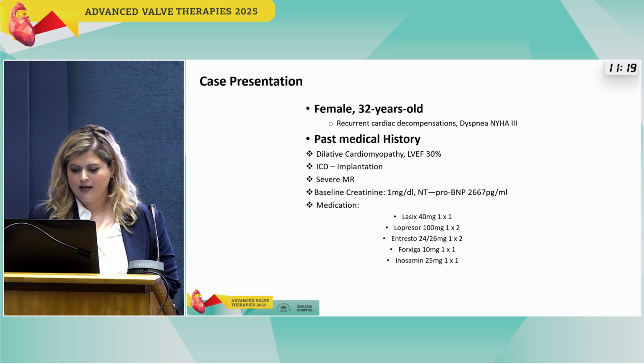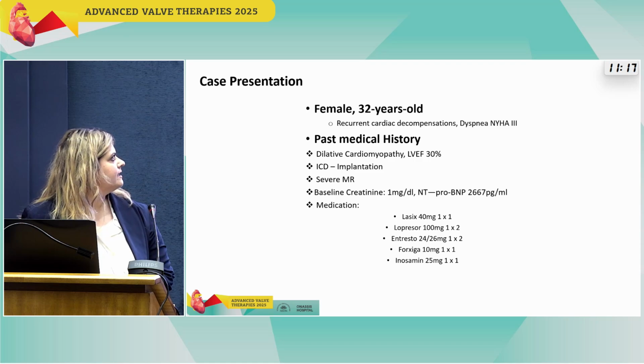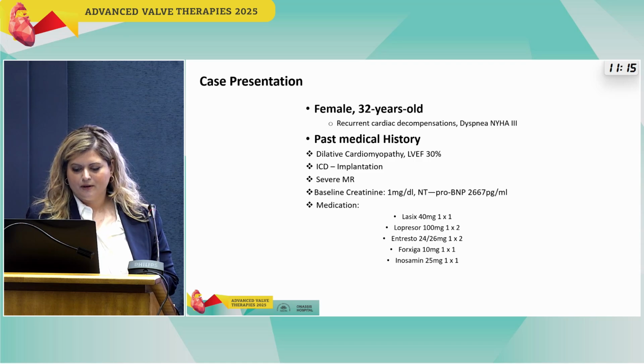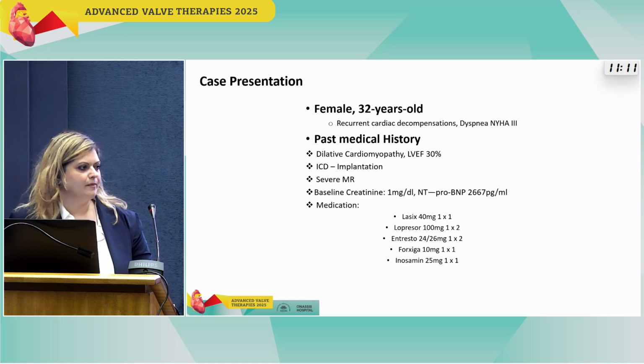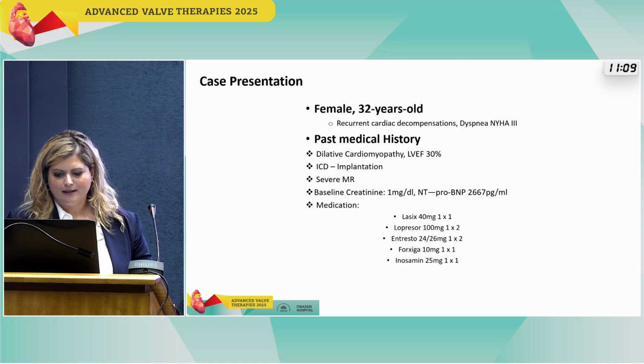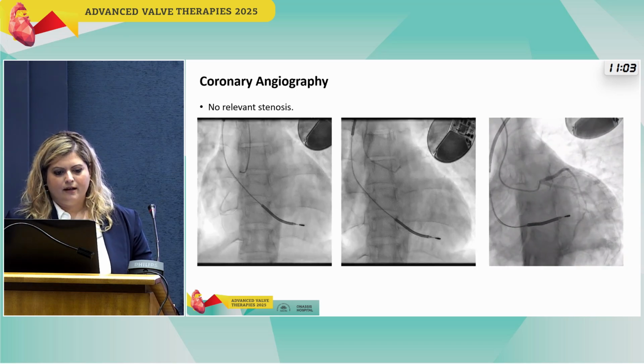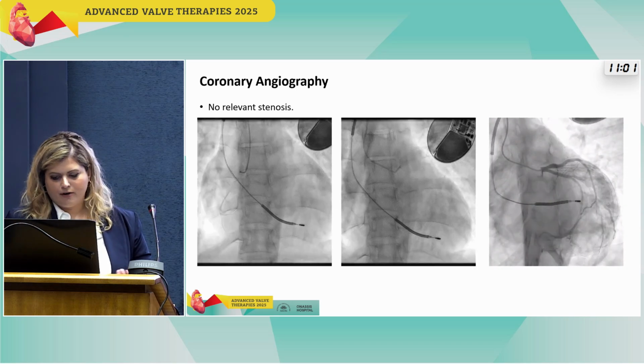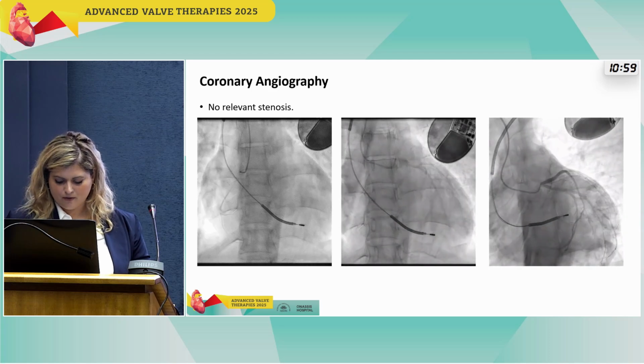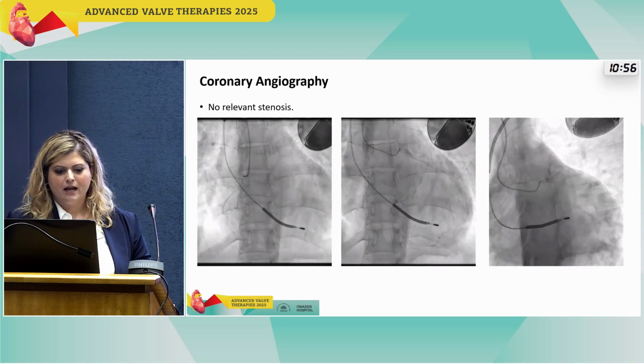And although she has all of this, she has dyspnea in mild exercise and recurrent cardiac decompensations. We screened her with a coronary angiography. She has no stenosis. Of course, she's 32 years old.